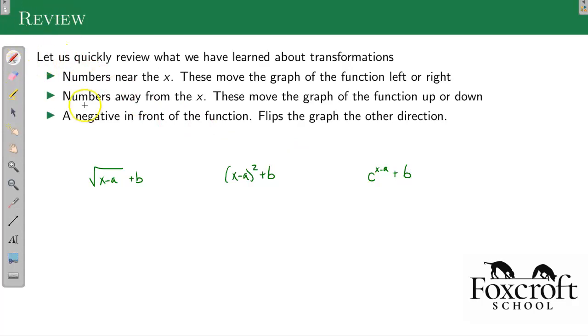Any number that's close to your x, directly subtracting from your x, is going to move you left or right. Any number that's away from your x, separate from after the function part, is going to move your graph up and down. And if I put a negative in front of everything, that just flips my graph upside down. Those are the basics: numbers near x move you left and right, and numbers away from x move you up and down.